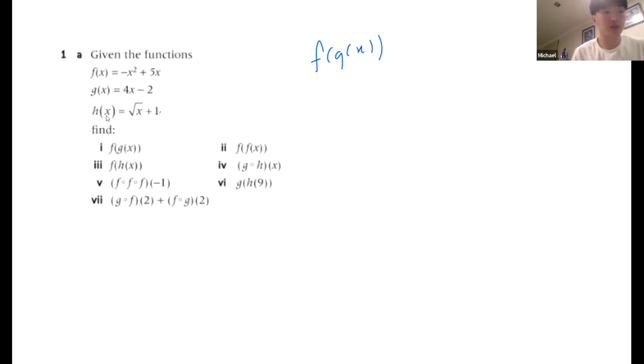So altogether, this means we're putting something inside g and then inside f, and then altogether, it does something, right? So what does it do altogether? Put g(x) instead of x in f. So like the 4x minus 2 and the negative x squared plus 5x. Nice. Yes, exactly. You want to simplify it in this case. You can't just put it in and then leave it like that.